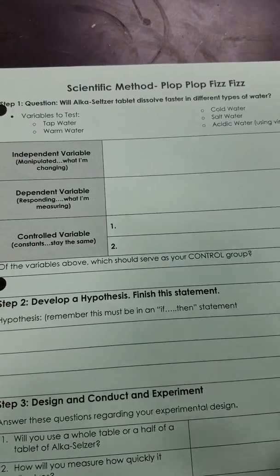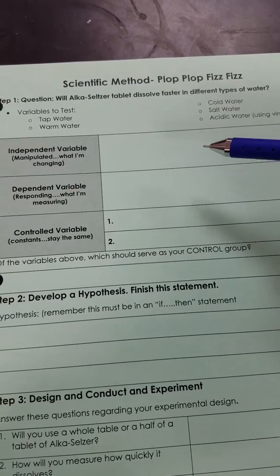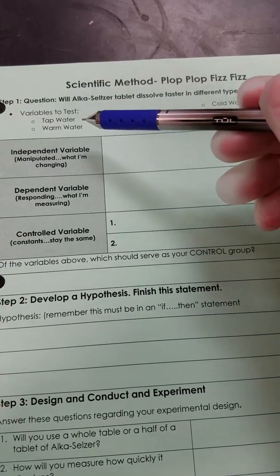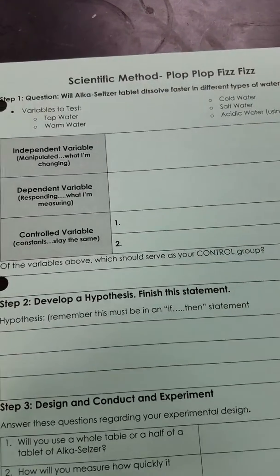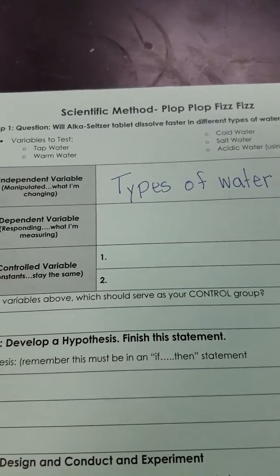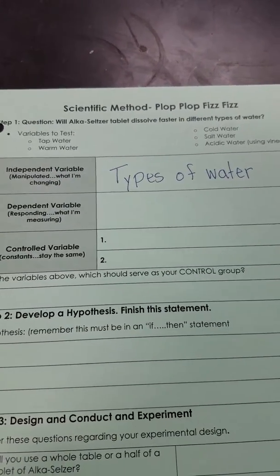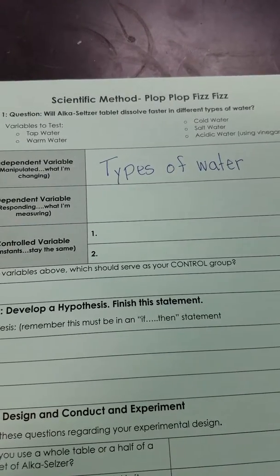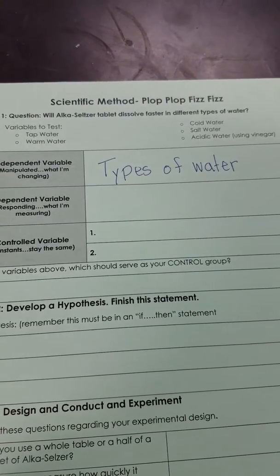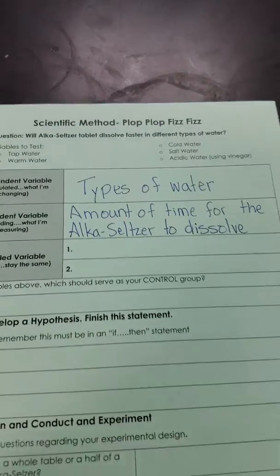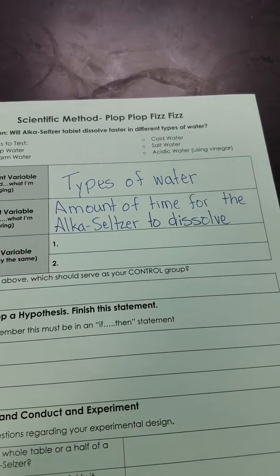So the independent variable is what we're going to be changing, and what we're changing is these different types of water. Okay? Then our dependent variable is, now that I changed my different types of water, what am I going to measure? Well, I want to measure how quickly my Alka-Seltzer tablet dissolves. Okay, so the amount of time for the Alka-Seltzer to dissolve.